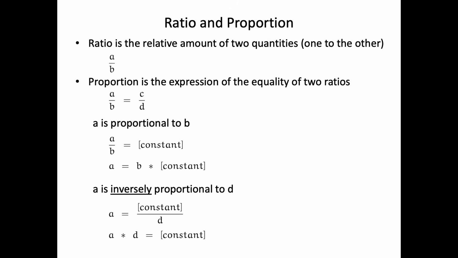In the example I gave you here, A is inversely proportional to D, because if we say that essentially B times C is some constant, then A is equal to that constant divided by D. Therefore, as A increases, D would have to decrease to get the same constant. So that probably didn't make a whole lot of sense.